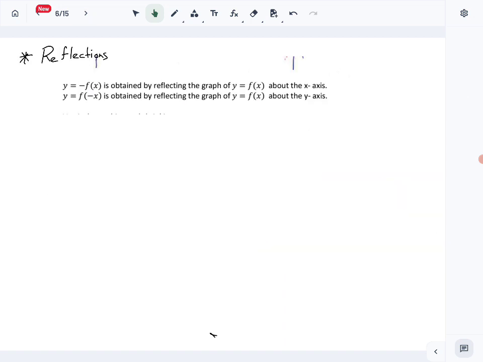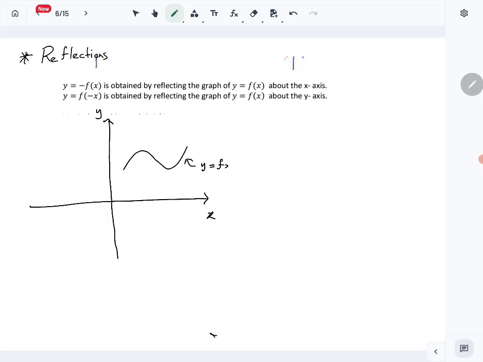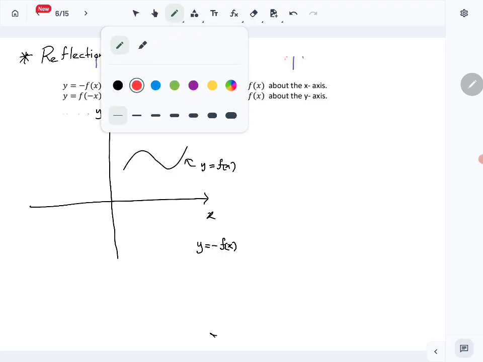Next is reflections. Right. So there are two types of reflections we are going to learn. The first type is reflection about the x-axis. So this is the function y equals f(x). Now I want to draw y equals minus f(x). So how do I draw y equals minus f(x)? By reflecting y equals f(x) about the x-axis. So think of the x-axis as a mirror and draw the mirror image. Okay. So that is how you reflect.